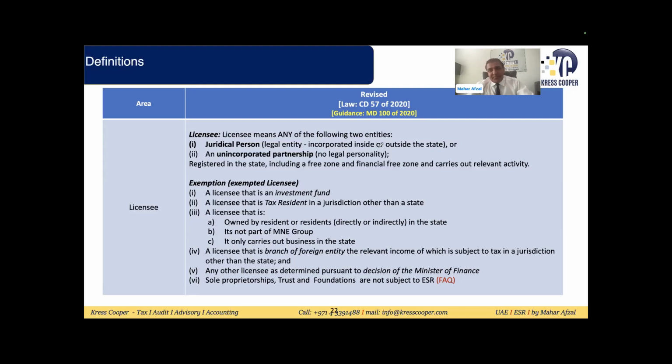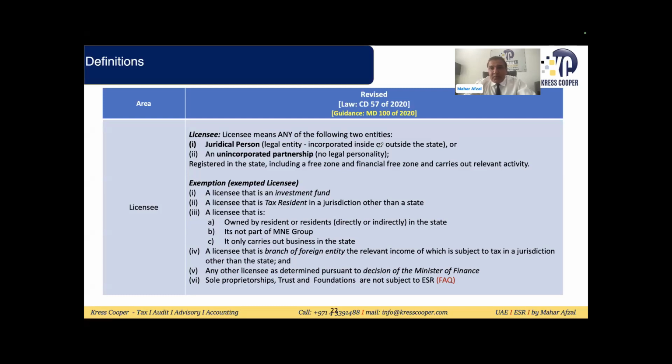Who is a juridical person? Limited liability company, public joint stock companies, public shareholding companies, legally registered foundations, legally registered partnerships, unincorporated partnership. They said this is a licensee, but there are some exceptions to this licensee, that these parties are exempt from the ESR. Now basically, on the macro level, any juridical person is a licensee. But there are some exempted licensees as well.